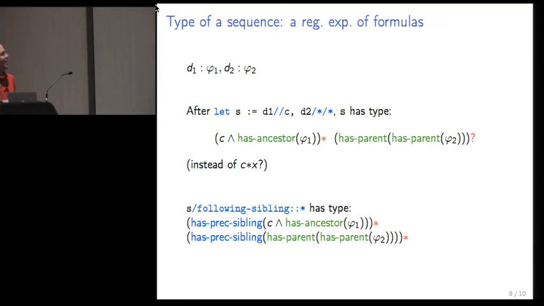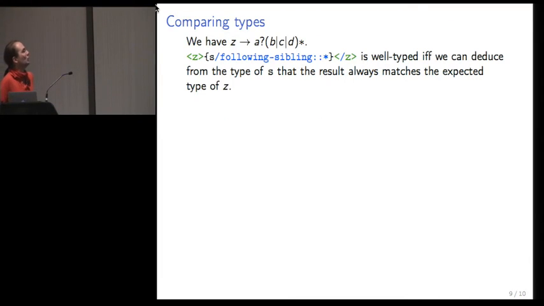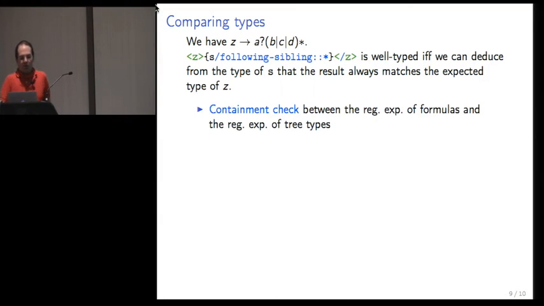And now what about type checking? What I need to do if I want to type check my program is to prove, using only the type of S, that S/following sibling, etc., gives something which always matches the regular expression A question, B or C or D star. So I need to do a containment check between the regular expression of formulas I have computed and the regular expression of tree types, which is given by the DTD.